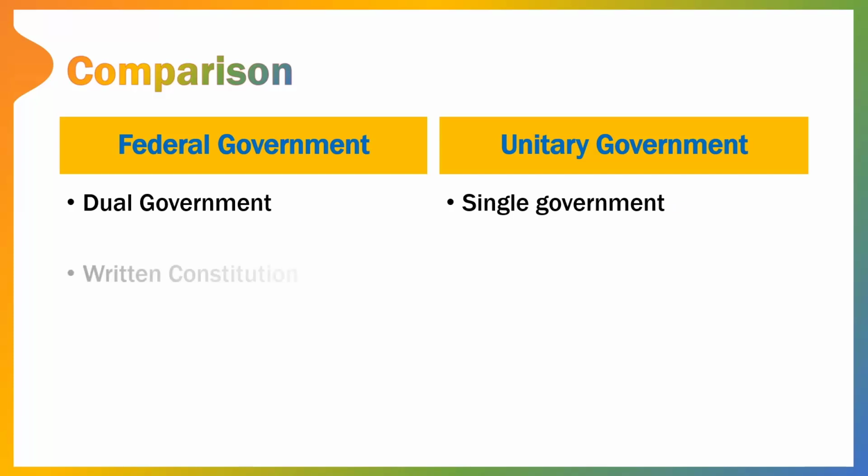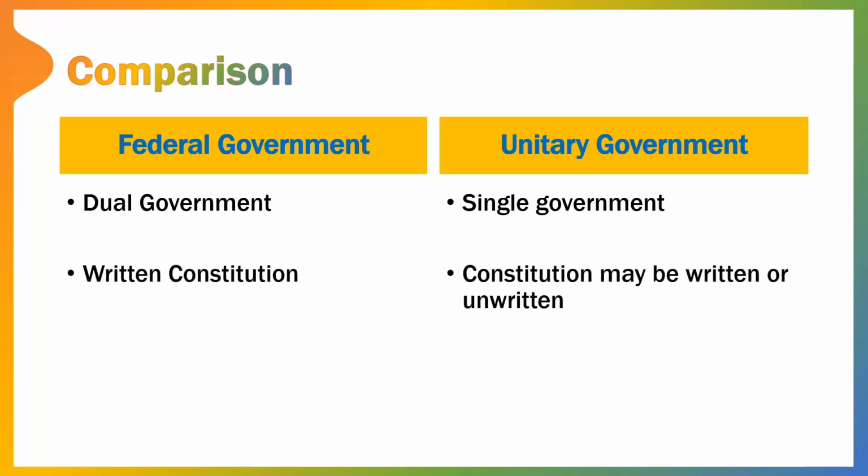Now the second difference is that the federal government operates on a written constitution. But in a unitary government, it is not necessary to have a written constitution. The constitution may be written or unwritten. France has a written constitution and it is a unitary government. At the same time, Britain has an unwritten constitution, but it is still a unitary government.